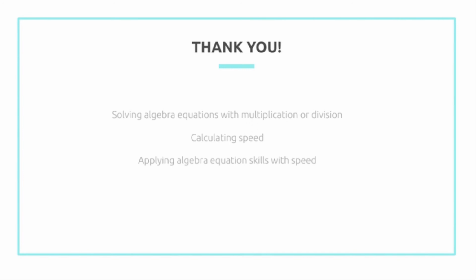So just to reiterate what we talked about in this lesson, we talked about solving algebra equations just with abstract numbers where x equals some number. And this was specifically with multiplication or division. All right, and then we looked at calculating speed and what that looks like and the rate for it. All right, and then we applied our algebra equation skills to the speed equation and saw how we could find different variables based on our understanding.